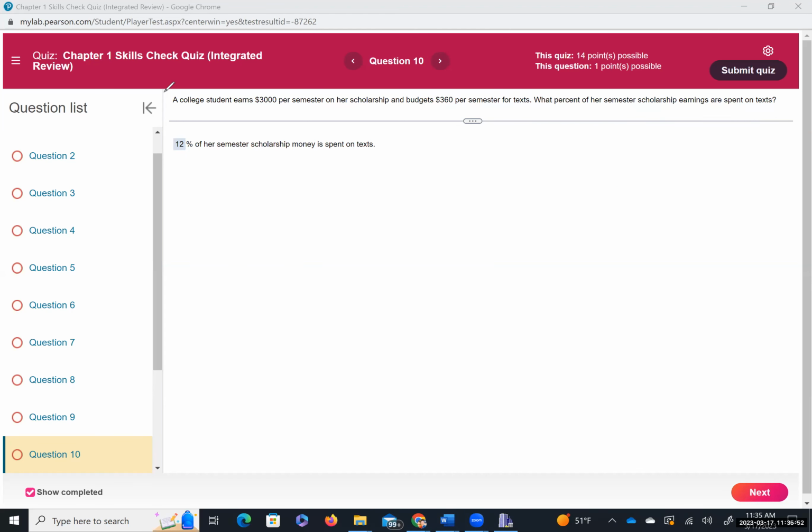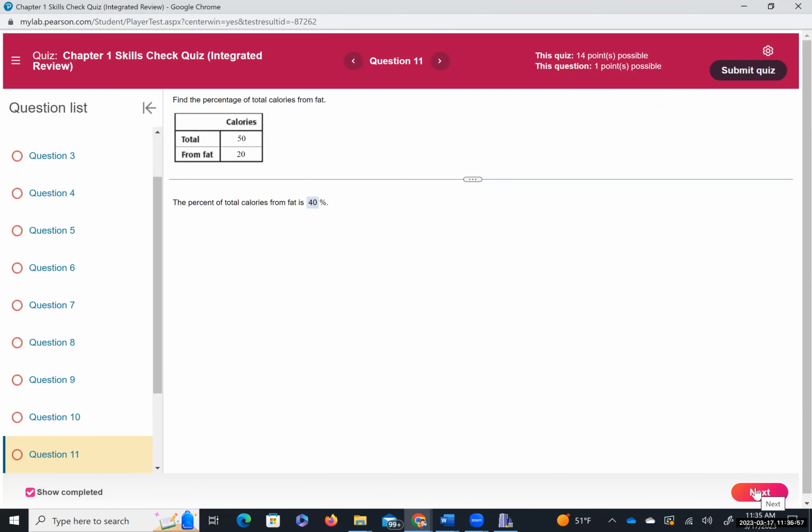So let's move to the next problem. Find the percentage of total calories from fat. So it asks you about the percent of total calories from fat, right? The total calories is going to be the denominator, and the calories from fat is going to be the numerator.